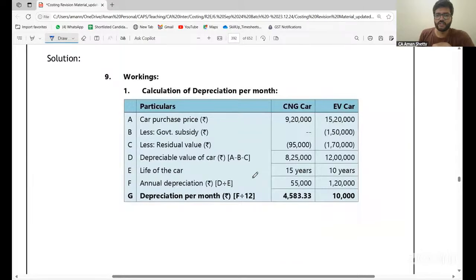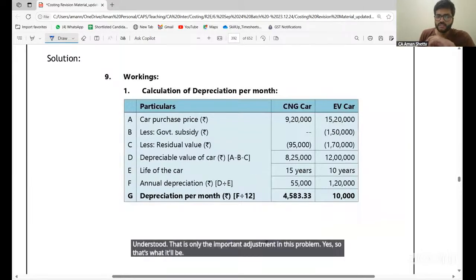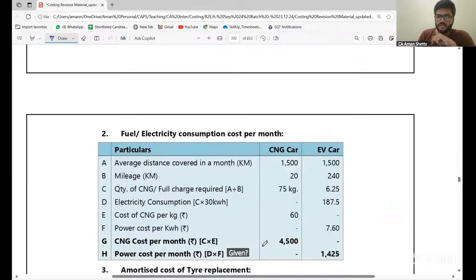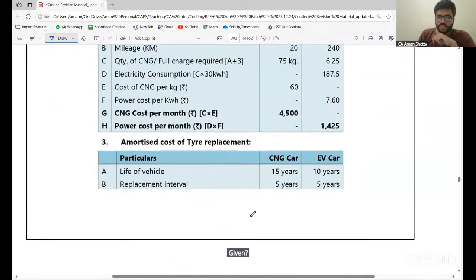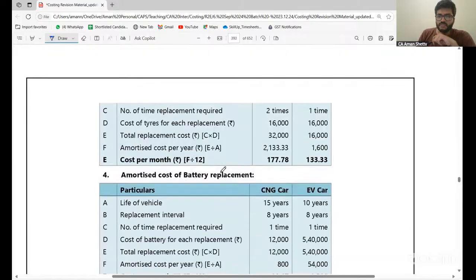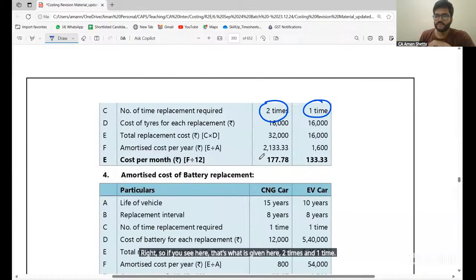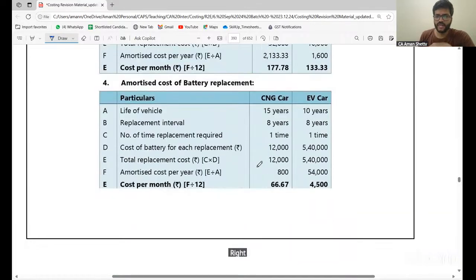Yes, so that's what will be given, right? So if you see here, that's what is given here, 2 times and 1 time. Here also battery replacement 1 time and 1 time.